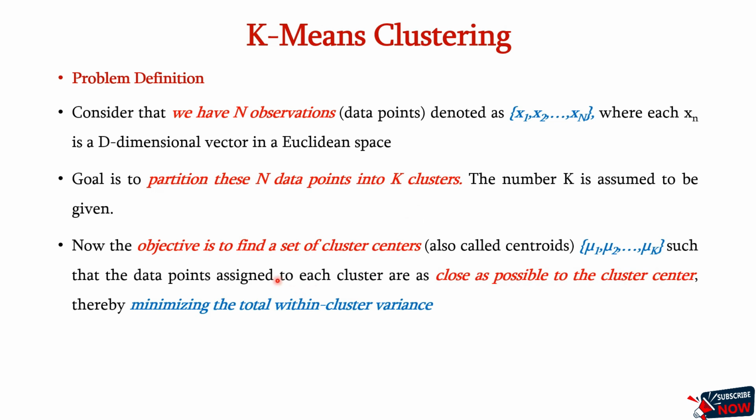Now, the objective is to find a set of cluster centers, also called centroids, represented as mu1 to mu k, such that the data points assigned to each cluster are as close as possible to the cluster center, thereby minimizing the total within-cluster variance. Within-cluster variance means we have to minimize the distance between the points which lie inside the cluster.